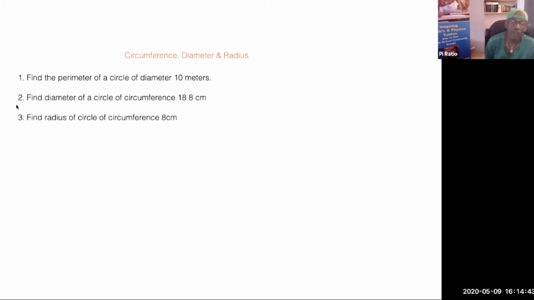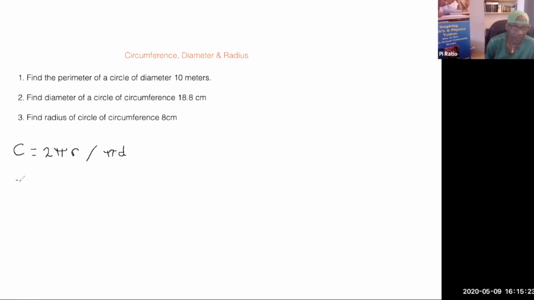So before I've got these three questions, what I would probably want to do now is write down formulas that I'm probably going to need. So for circumference, that's going to be equal to 2 pi r or pi d.